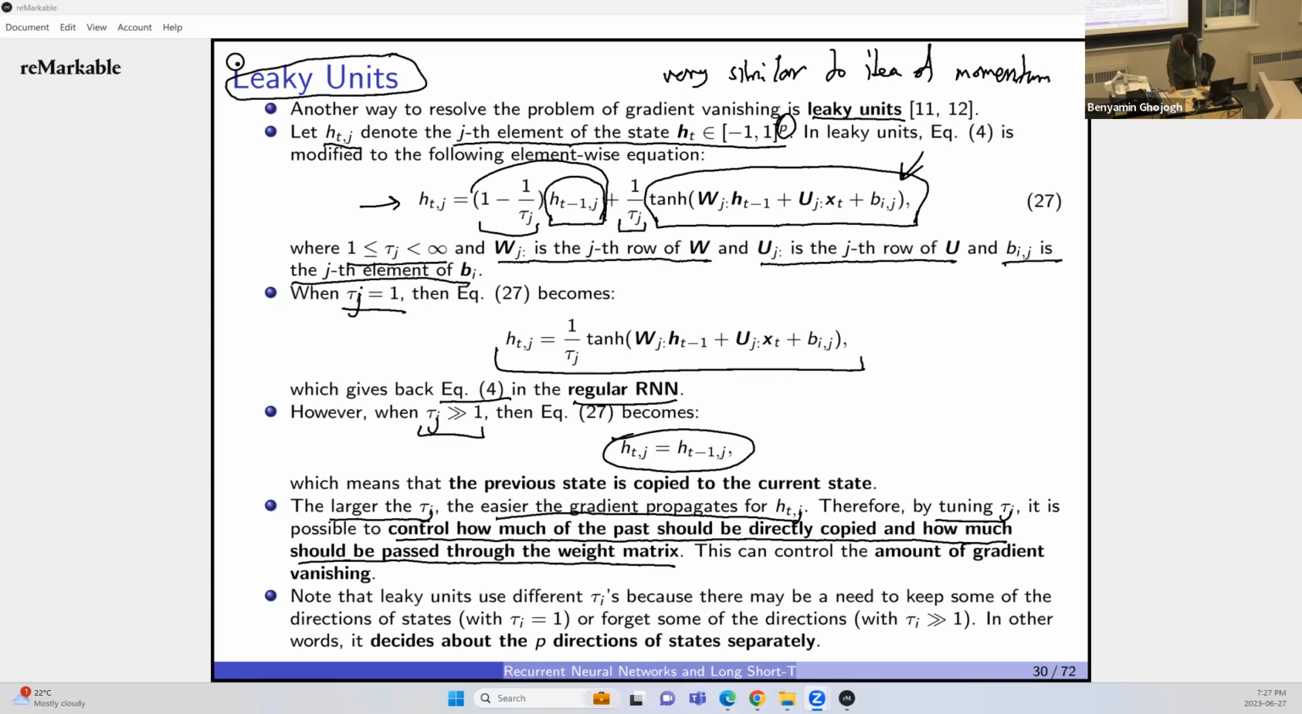Okay. Then also, it is important that the leaky units use different tau j's. Wasn't it a question for you? Why am I using tau j? Why aren't I using this formula for the whole HT? Wait. HT is a vector, right? Here, equation 27 is element-wise. Why? Because we want to have different tau j's for different directions, right? Why?